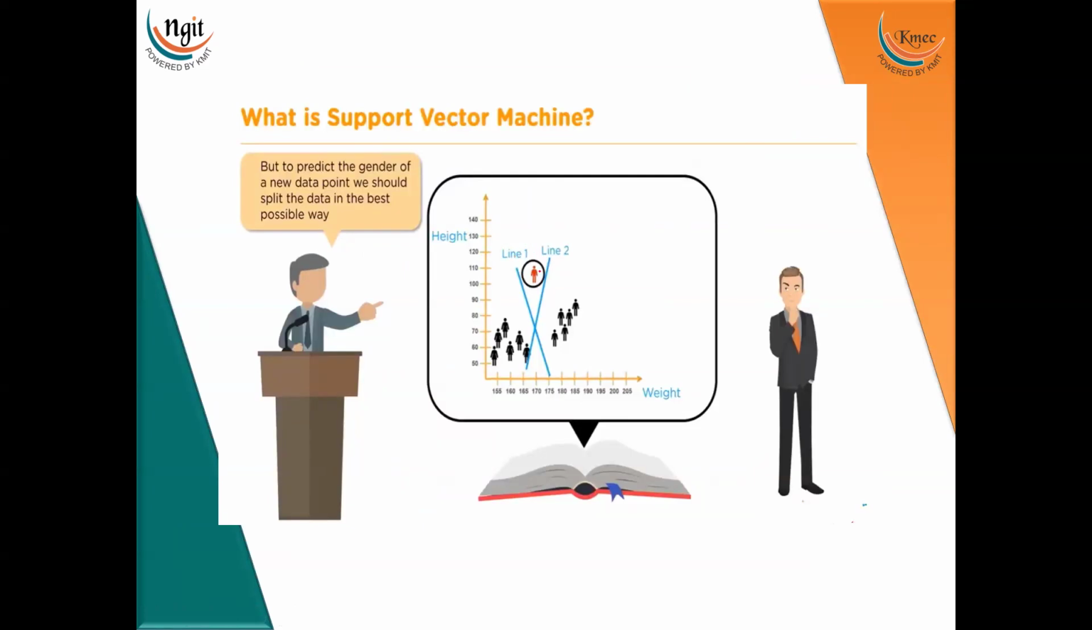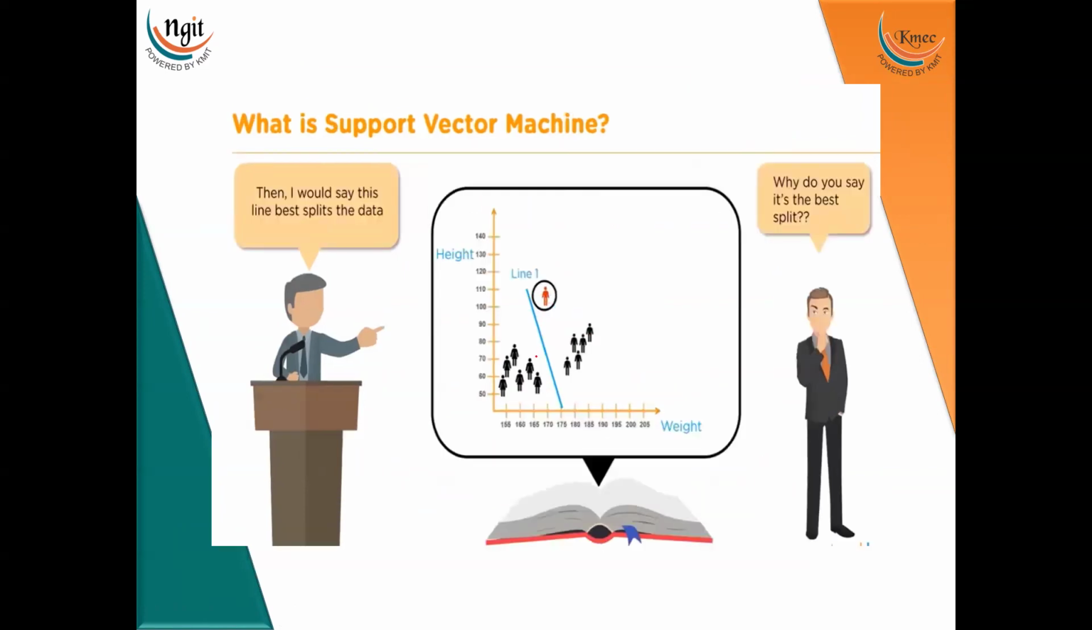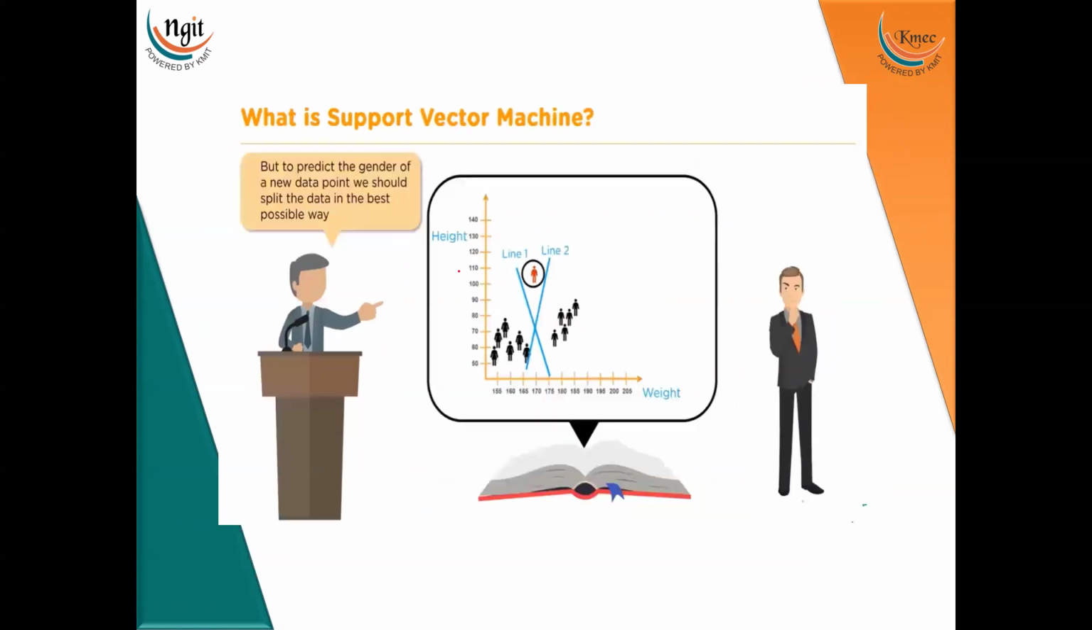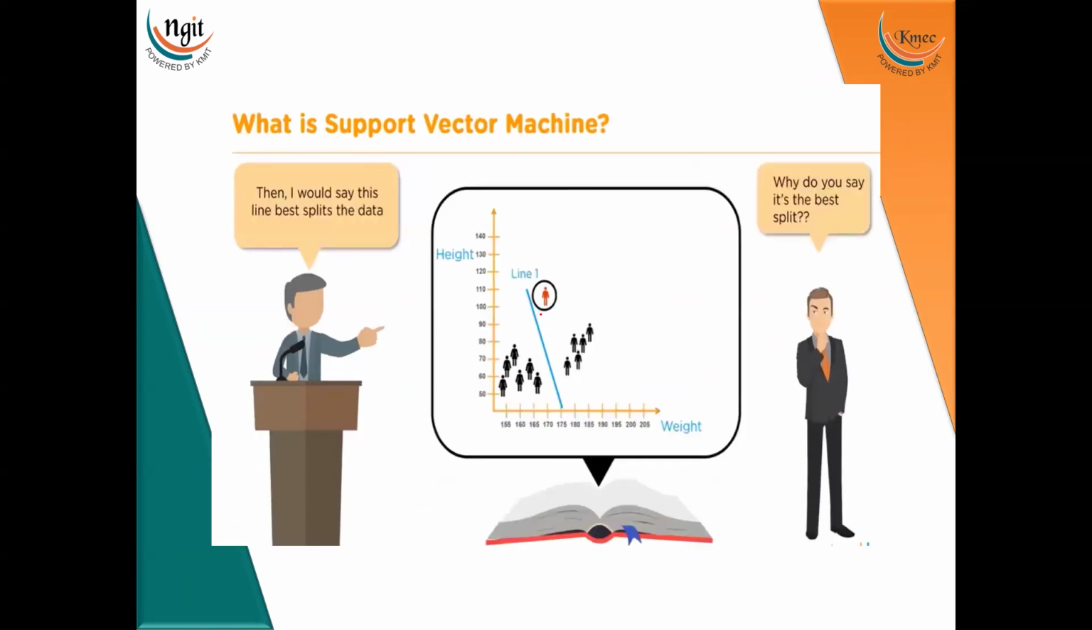To predict the gender of a new data point, we should split the data in the best possible way. For that only we require these lines. Now, suppose I am saying, when we see these previous slides, these are the two lines. I am saying this is the line which best splits the data. Then you may wonder why I am saying that this is the best split. So let us see why we say that this is the best split.